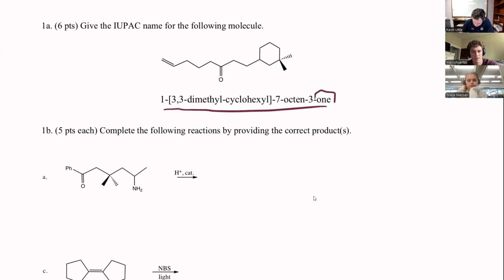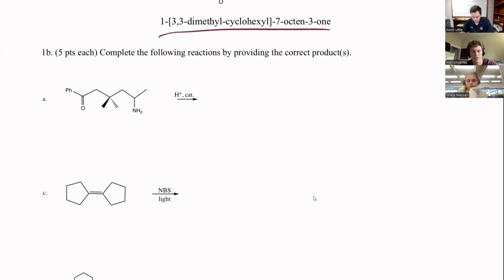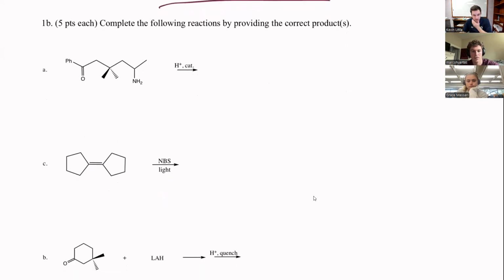The -one refers to this ketone. You've got your -ene, which is that double bond there. And then the cyclohexyl refers to this with the dimethyl. You guys can see those parts, but we're not going to spend too much time on that today because, frankly, it's not going to be on a test. So let's jump straight into the reactions.